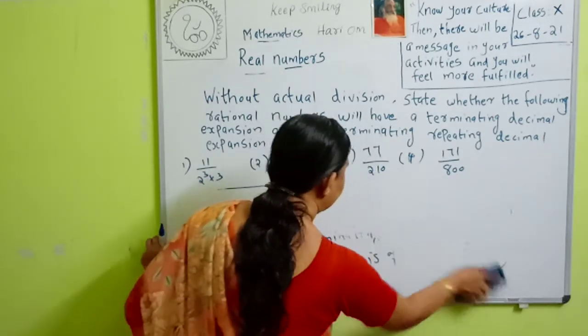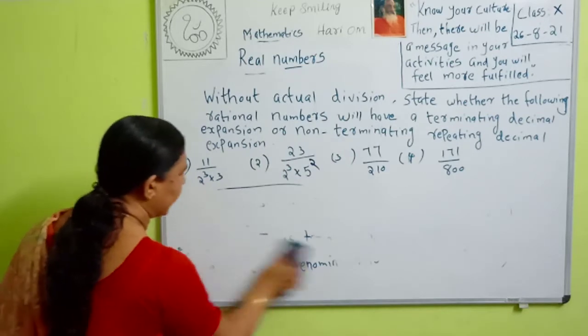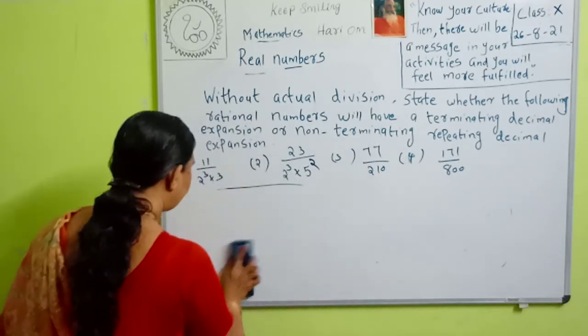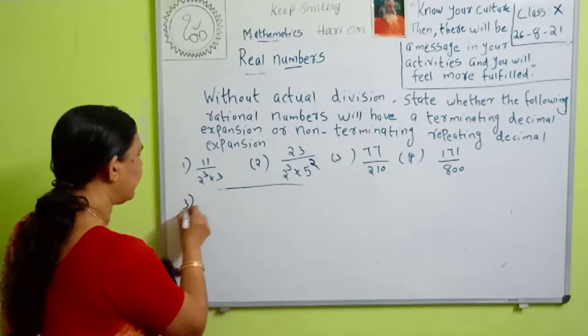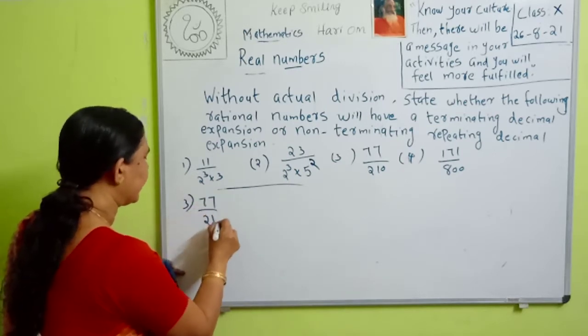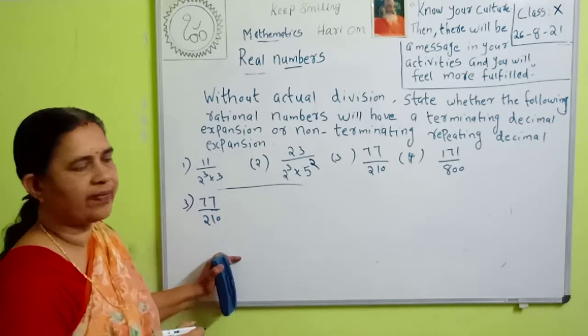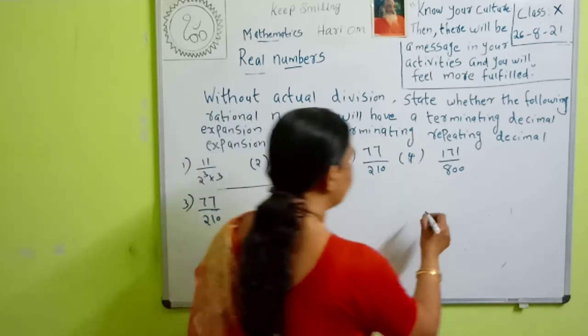Third one, 77 by 210. The factorization is not given, so first we have to factorize it.